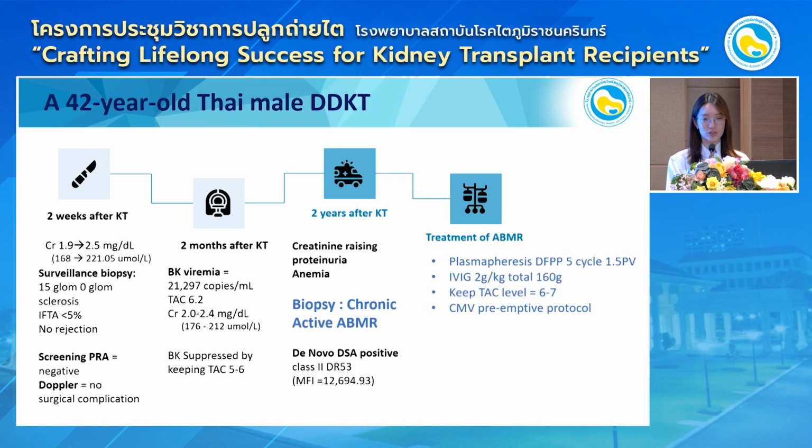At that time we initiated the treatment of ABMR. He received 5 cycles of plasmapheresis. We chose the double filtration plasmapheresis technique due to his current body weight. His plasma volume was almost 5.5 liters, and if we chose regular plasmapheresis, it would need a lot of fluid supplement. He also received 2 grams per kilo of IVIG. After that, we increased the dose of his tacrolimus.